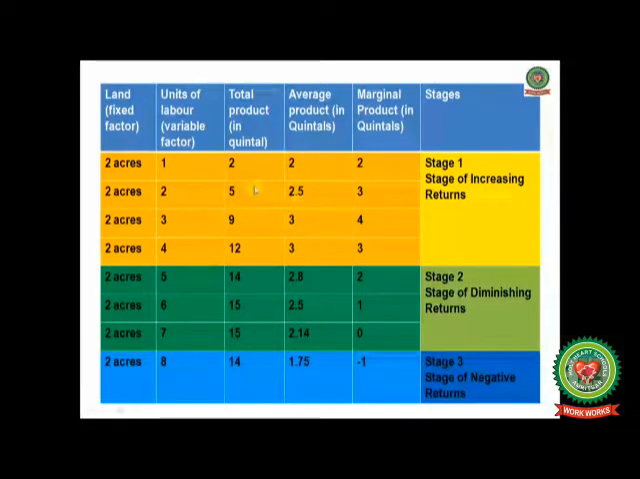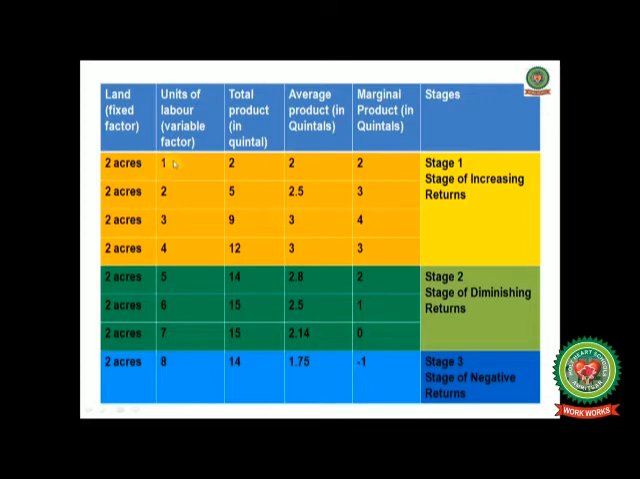Now let us understand with the help of an example the stages of production. Suppose we have the same piece of land, 2 acres, and the units of labor on this 2-acre land are going to be increased every time. Let us see what the effect on the total production is with the increase in the variable factor on the same piece of land.